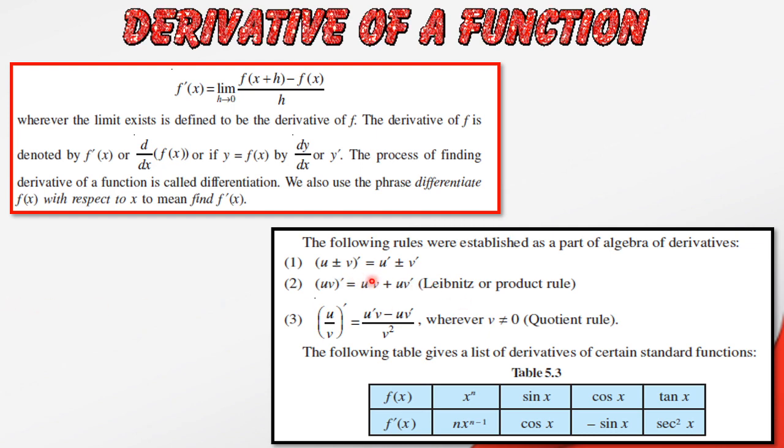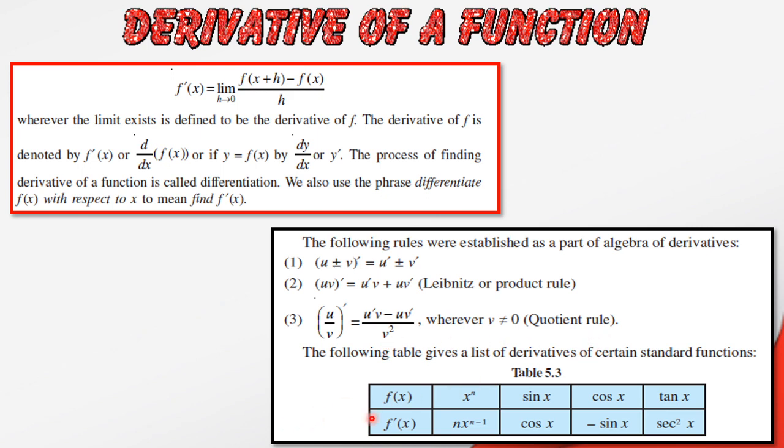Then we have algebra of derivatives. Here we can see three rules. u plus minus v whole dash is equal to u dash plus minus v dash. Dash means derivative. uv whole dash is equal to u dash v plus uv dash. We call it as Leibniz or product rule. u by v whole dash is equal to u dash v minus uv dash upon v square. This is known as quotient rule.